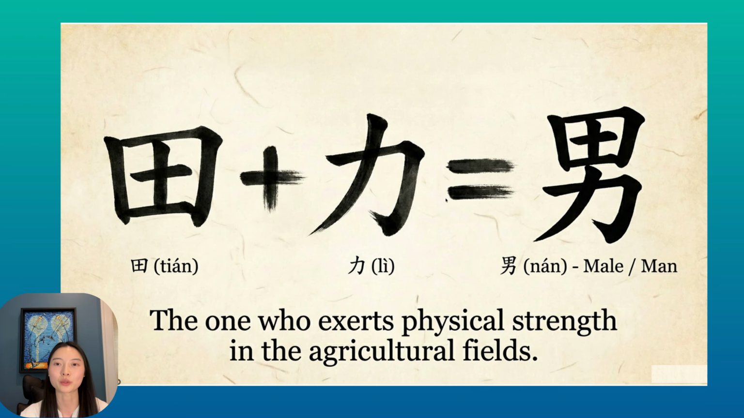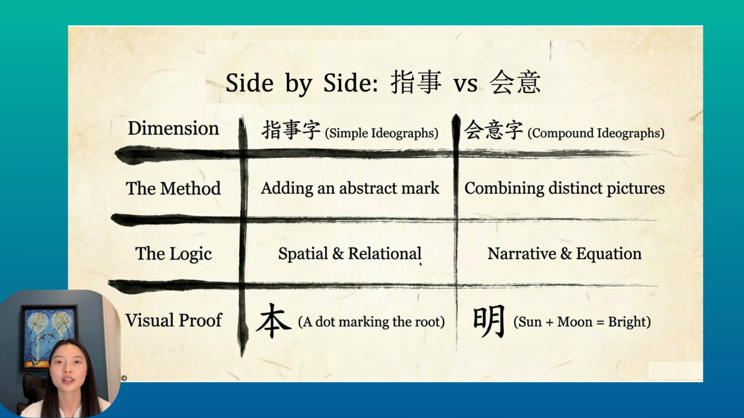Let's compare what we learned today. 指示字, simple ideographs, use abstract marks to point at a concept. A mark above a line means up, a mark below means down. These are small but powerful. 会意字, compound ideographs, combine existing pictures to create new meaning. Sun plus moon equals bright, person plus tree equals rest, three trees equals a dense forest, person plus person equals follow. In all cases, the meaning is built into the shape. You can see the logic.